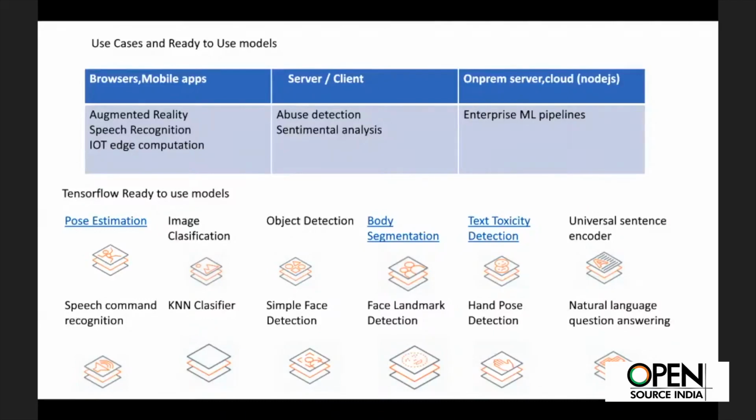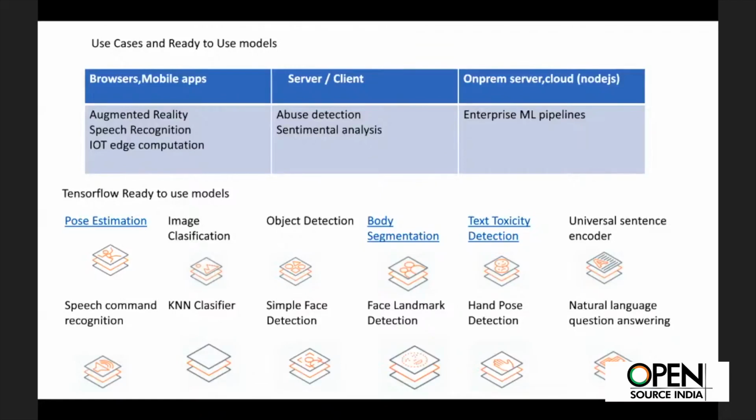And to my extreme right, you have enterprise based ML pipelines which are normally built, and they can run on the server using Node.js. In the middle, I have abuse detection, sentiment analysis, and all of these kinds of applications, which can run either on the server, or on the mobile, or on the browser client side. So the middle portion can leverage either the client or the server. Okay, so now moving forward, what are the predefined basic models which TensorFlow has for you?